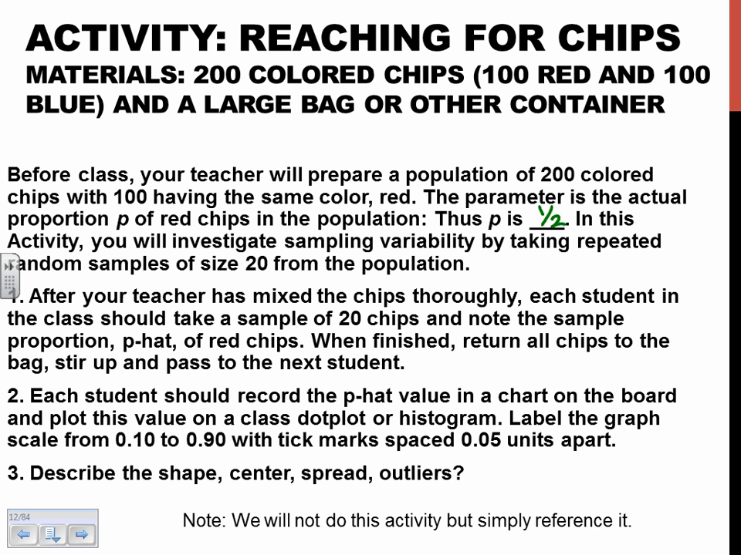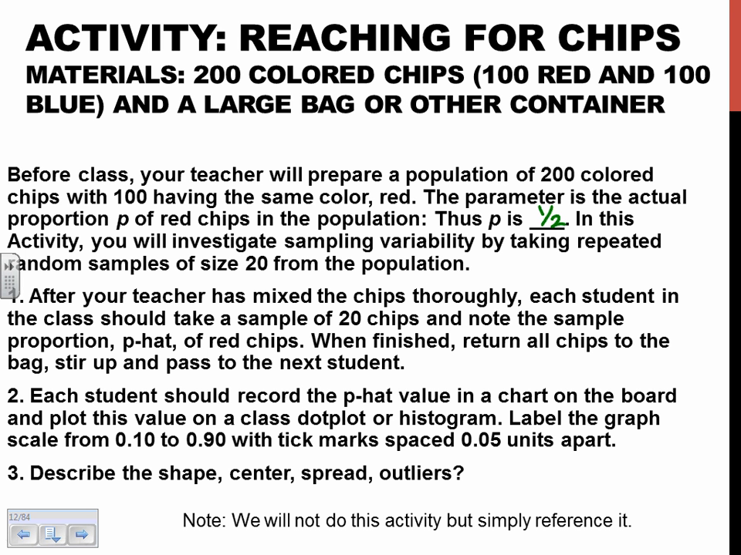In this activity, you will investigate sampling variability by taking repeated random samples of size 20 from the population. So let's just think about if you had done this. After I mix up the chips thoroughly, each student in the class will take 20 chips and note the sample of the red chips, return the chips, pass it to the next student. And then that student takes 20, gets the proportion of red chips. Again, that's going to be a P hat. That's a sample. And then put them all back in, pass it to the next one. So we are replacing all the chips for each student.